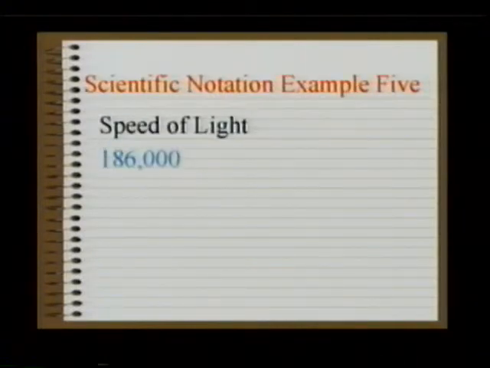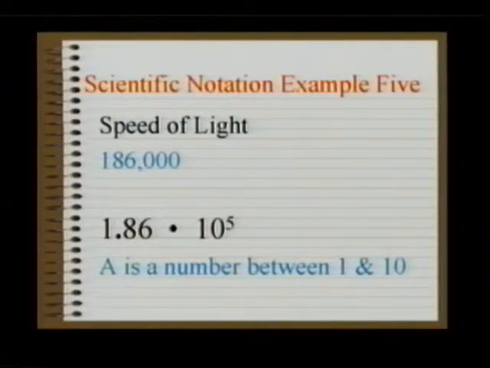For the speed of light, for instance, and this is the more useful, how am I going to write that in scientific notation? Well, number between 1 and 10. So I have to put the decimal at a place. In this case, I put it between the 1 and the 8, 1.86. A has got to be between 1 and 10, and n, the number with the 10, has got to be an integer.